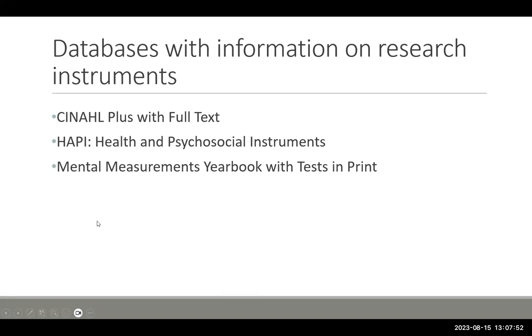Okay. So the databases that I'm going to start with today, if I wanted to get information on an actual instrument that I want to use, there's probably some other ones out there, but these are the ones that actually will give you some information about the instruments. And the first one is CINAHL, which is the Cumulative Index of Nursing and Allied Health Literature.